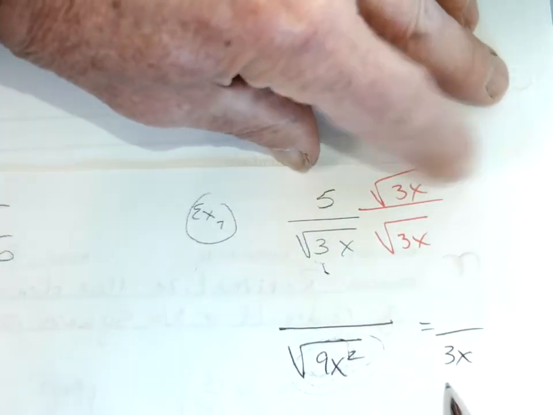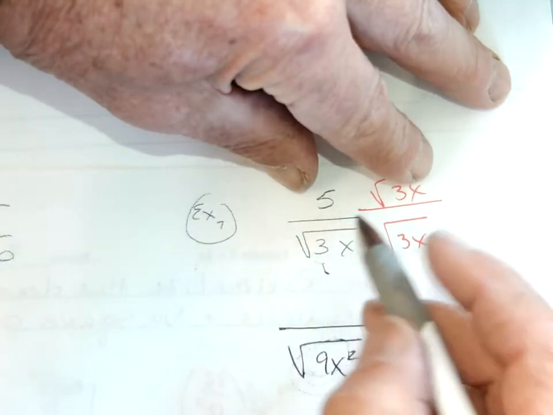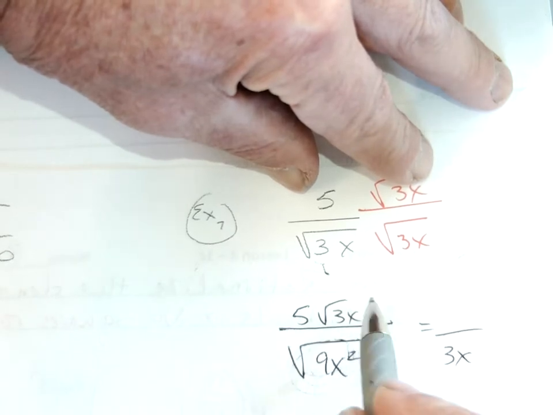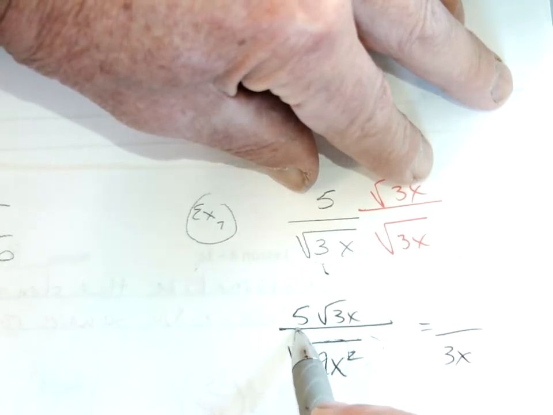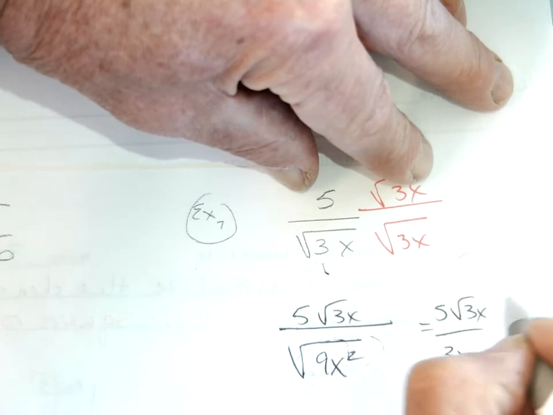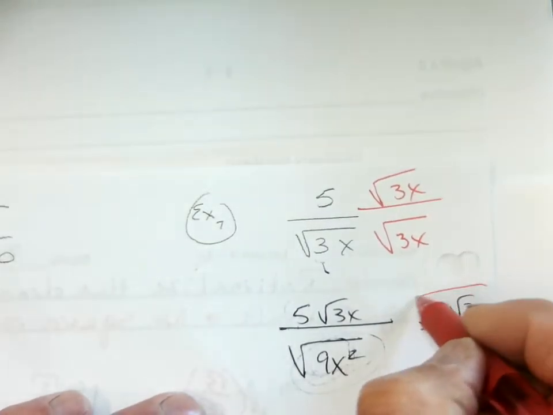For the numerator, that's an outside number. That's a whole number times square root of 3x. I cannot multiply those because that's a whole number. So I'm going to have an answer of 5 square root of 3x over 3x. Okay, what do you think? How am I doing?